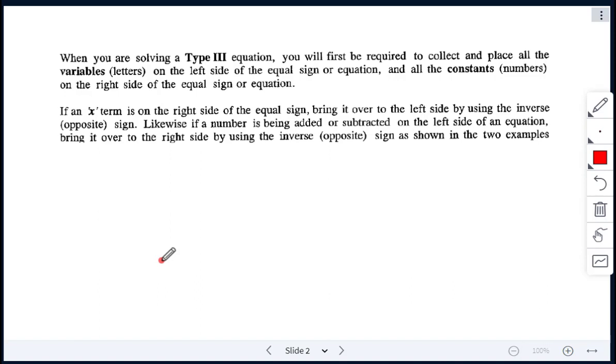Keep in mind again, we're still doing opposite operations. So anytime you want to bring something over the equal sign, you have to use the opposite. Again, anytime you're trying to bring a term over to the other side of the equal sign, you have to do the opposite operation. So let's take a look at some examples.